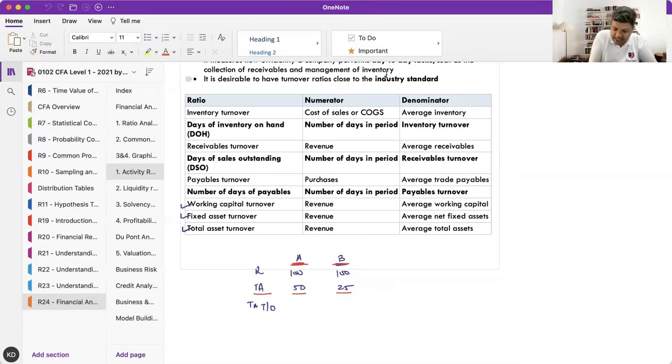So can I say this is 2 times and this is 4 times? So for every dollar of total assets, how many dollars of revenue did company B do? 4 times. Compared to that, A only did 2 times. Is that clear?